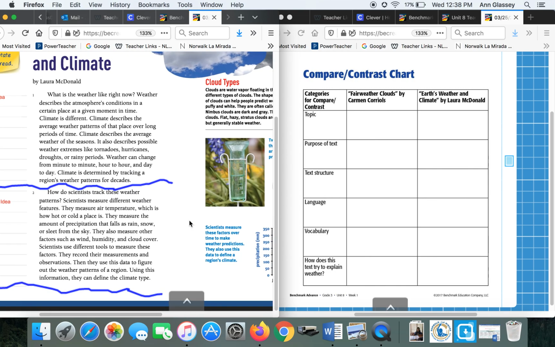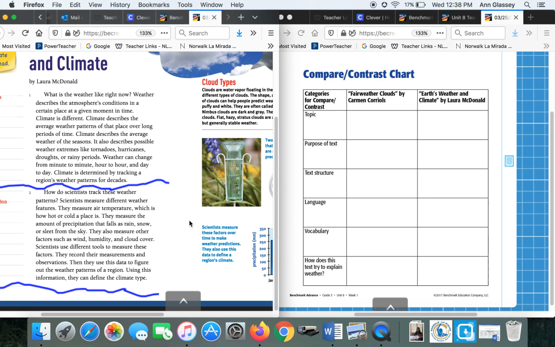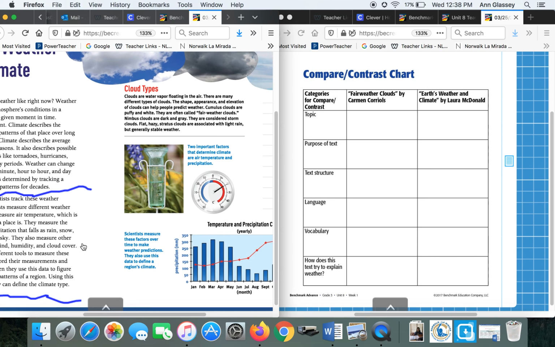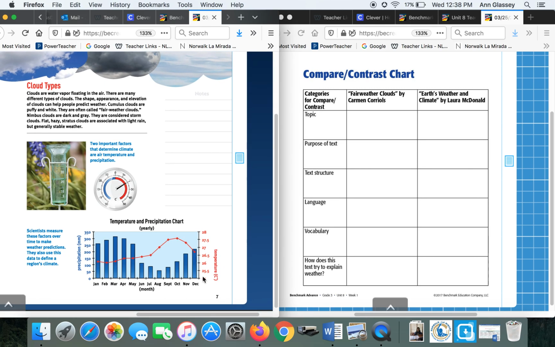And how does this text try to explain the weather? Is it with describing words in figurative language, or is it giving you facts about different kinds of weather and climate, depending on where a person is located? Just do your best to fill out this chart at home on paper from home.